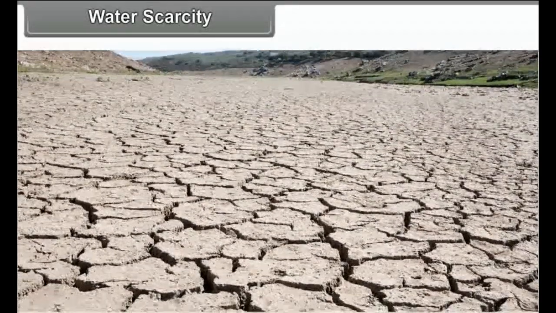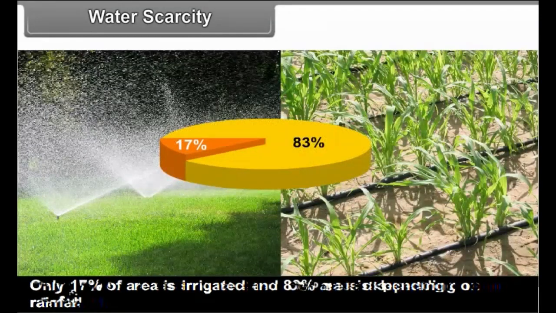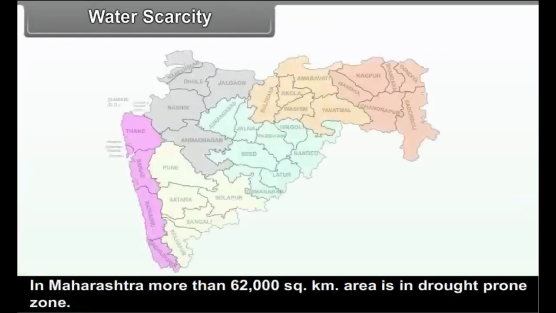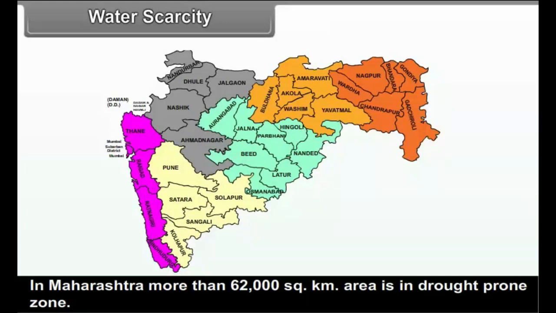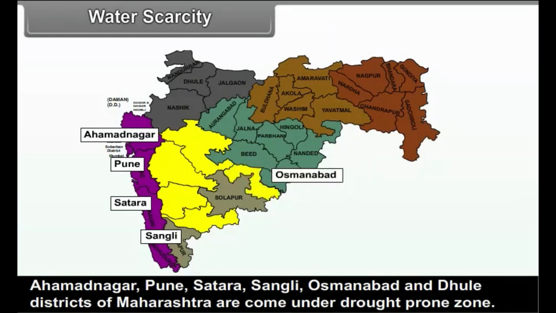Water scarcity. Agriculture in Maharashtra is totally dependent on rainfall. Only 17% of area is irrigated and 83% of area depends on rainfall. In Maharashtra, more than 62,000 square kilometers of area is a drought-prone zone. Ahmednagar, Pune, Satara, Sangli, Osmanabad and Dhule districts of Maharashtra come under the drought-prone zone.